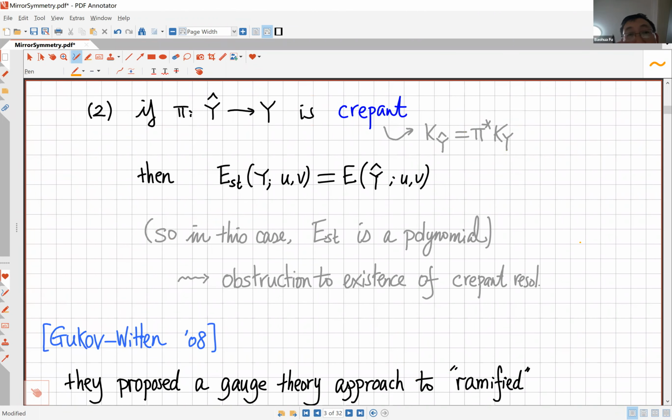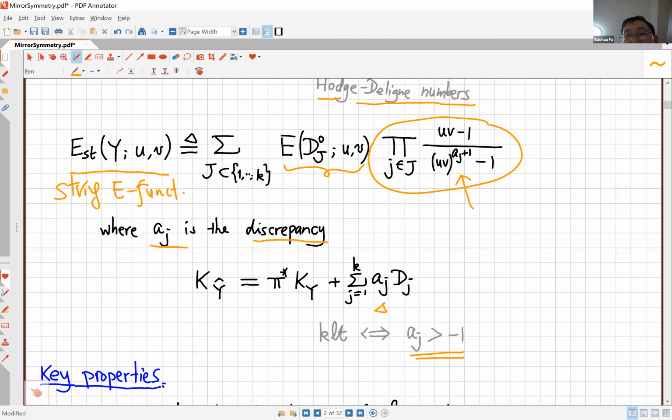And also the second very important property is that if you have a crepant resolution. Crepant means there's no discrepancy. All discrepancies are zero, meaning the canonical bundle of this resolution is just the pullback of the canonical bundle downstairs. So this means all these a_j become zero, so this term disappeared, and you have only this term.